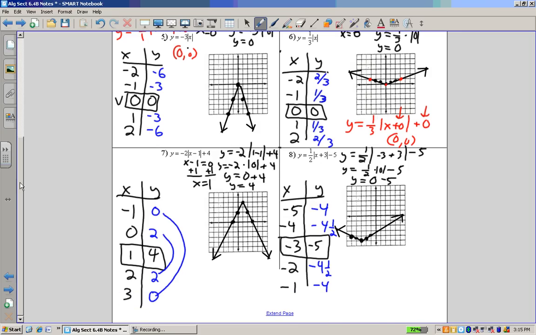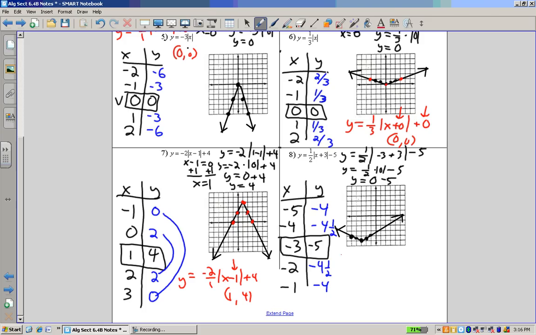Number 7, I can rewrite this as well. Y equals -2/1 times the absolute value of x minus 1 plus 4. My vertex is the opposite of this, which is 1, and this number as well, 4. So 1, 4. To the right of the vertex, I go down 2, right 1, rise -2, run +1. And then to form the V, I go the opposite direction on the left. So you can see it's just a much quicker way of doing it.